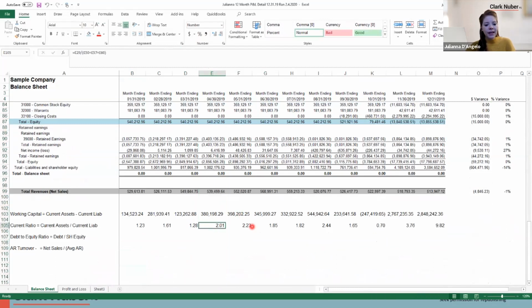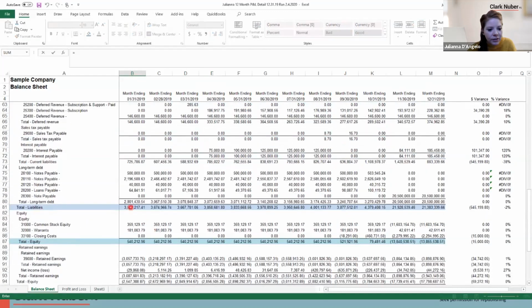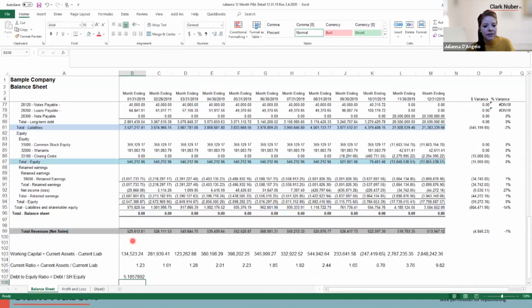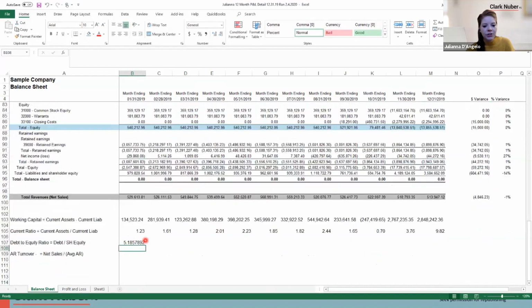Let's look at our debt to equity ratio, which is total debt divided by shareholders' equity. So that's going to be all of these notes payable. So that gives us our debt to equity ratio.